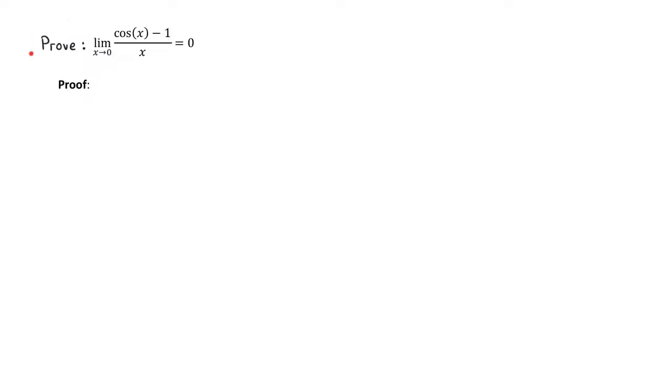Let's go ahead and do this problem. They're asking us to prove that the limit as x goes to 0 of (cosine x minus 1) over x is equal to 0. This is a result that you can try to memorize after we prove it, because it is going to pop up in the homework assignment and you don't have to be showing this every single time.